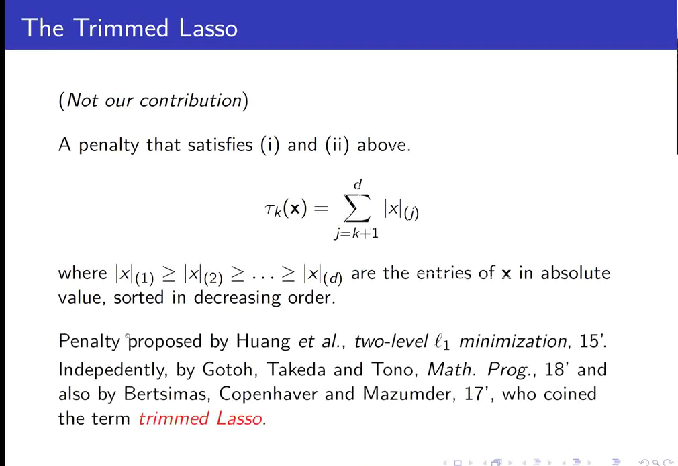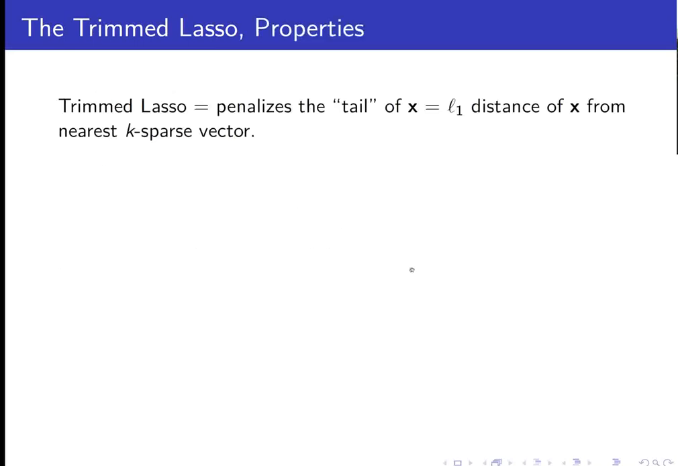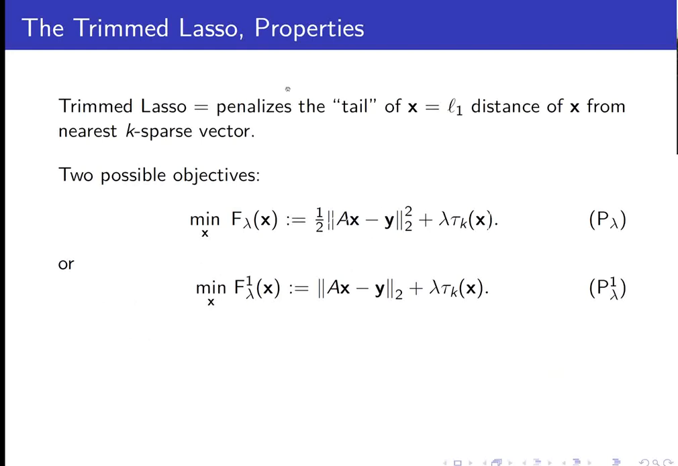So it turns out that this penalty was proposed by several different groups. One is Wang in 2015, and then there is a group by Gotoh et al. in 18, and also the group by Bertsimas et al. from MIT. They also coined it the Trim Lasso, and this is the term that we're going to use. All right. So if you're penalizing the tail of a vector x, you can think about either penalizing the least squares objective with a square, or just penalizing it without a square. These are different optimization problems, and so in some cases, one is easier to optimize than the other.